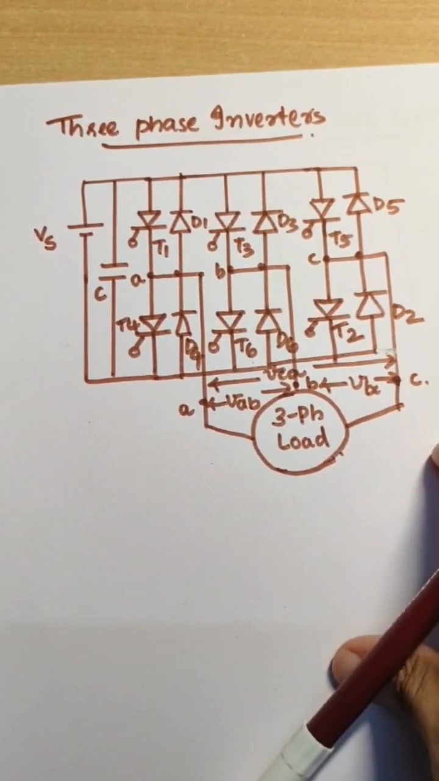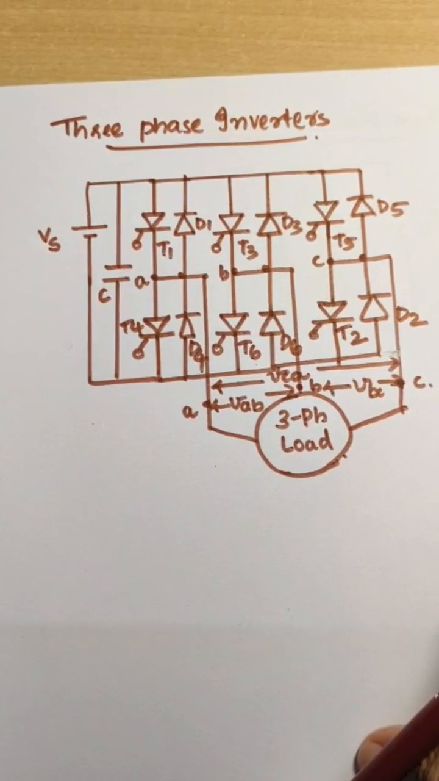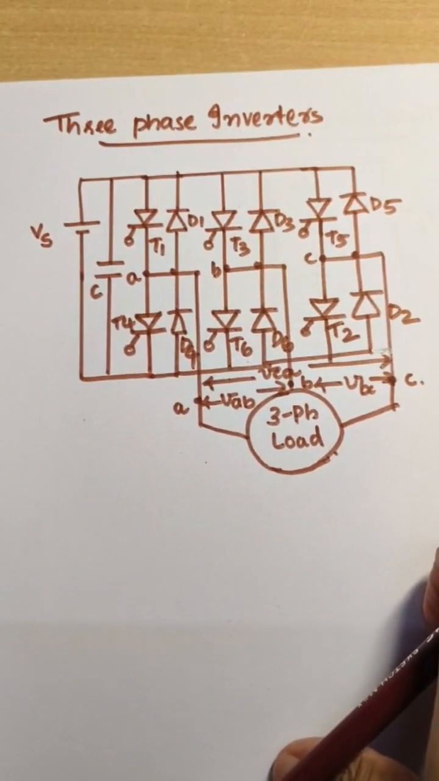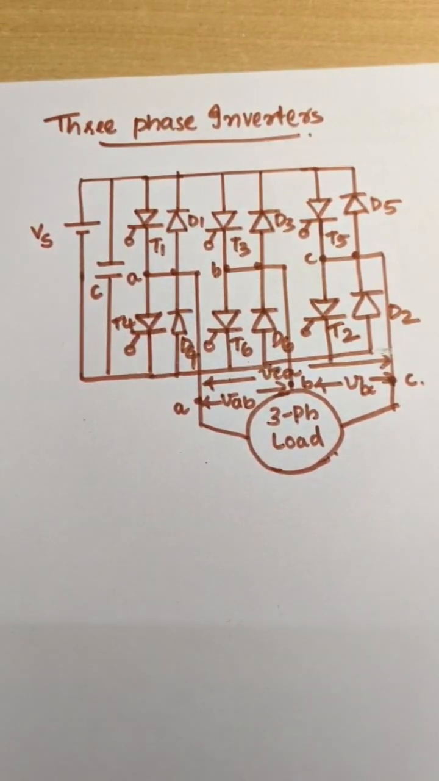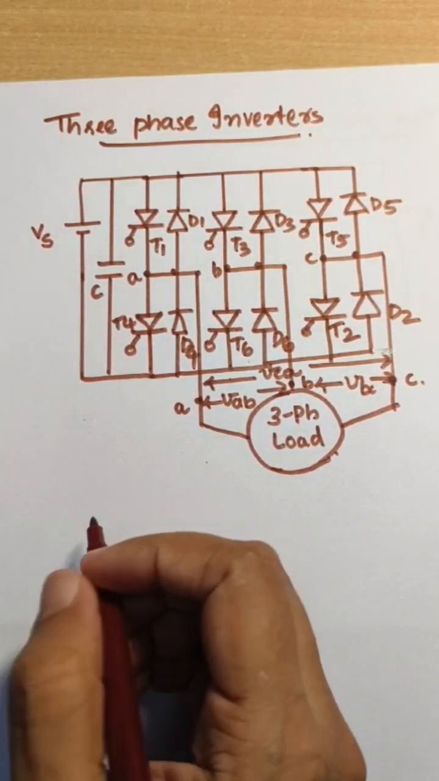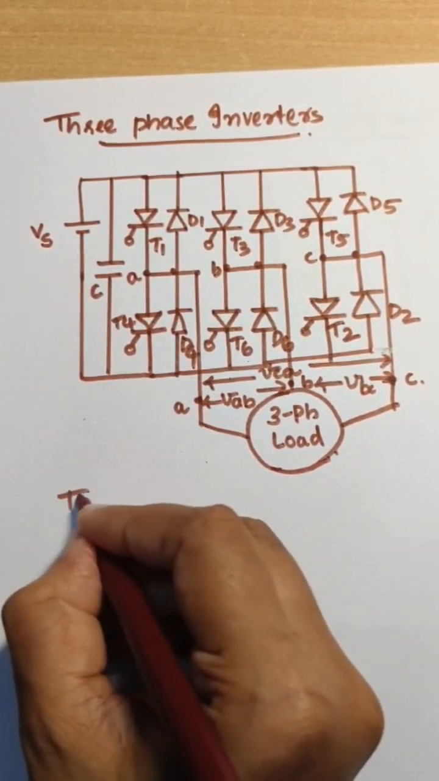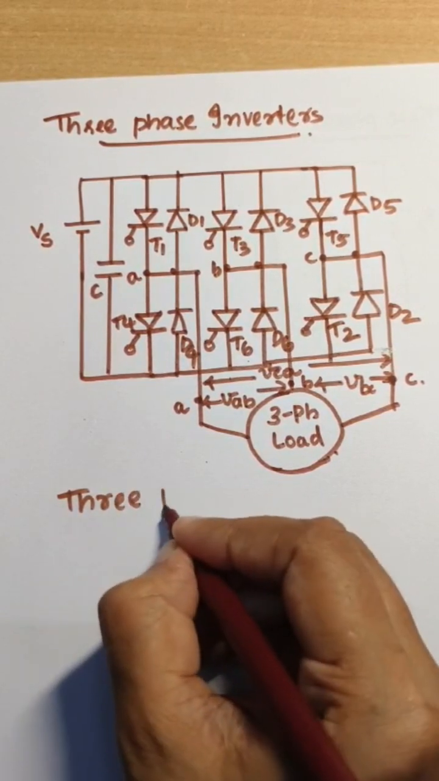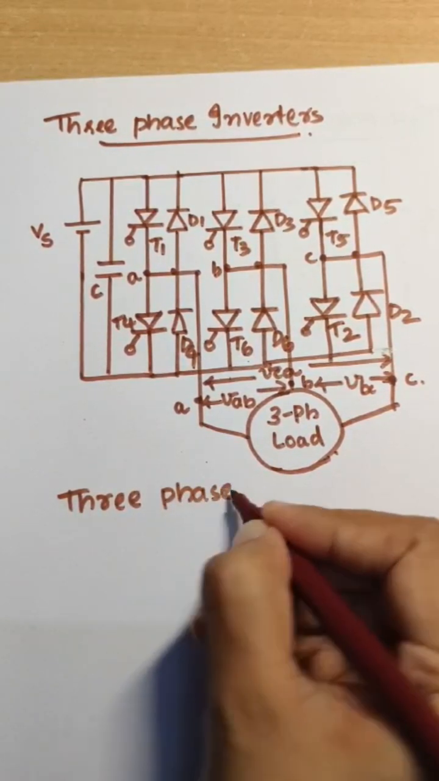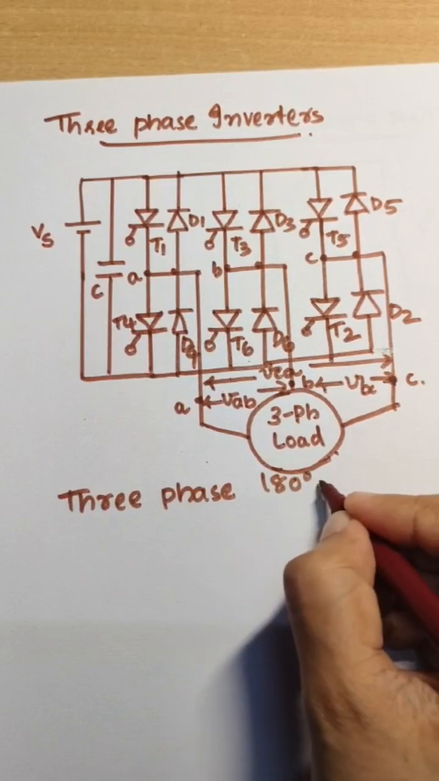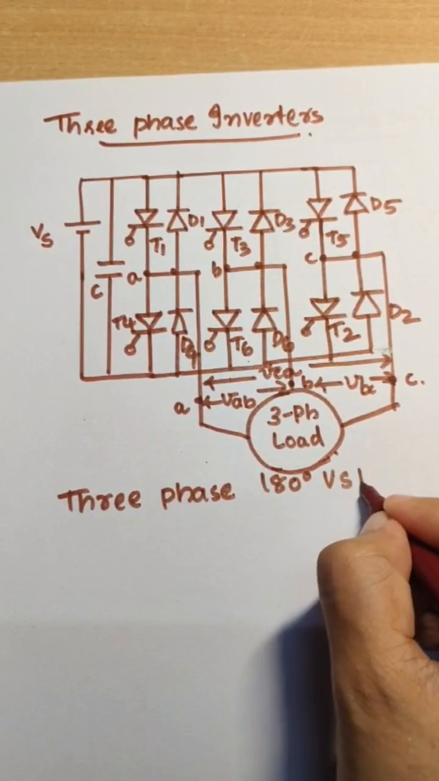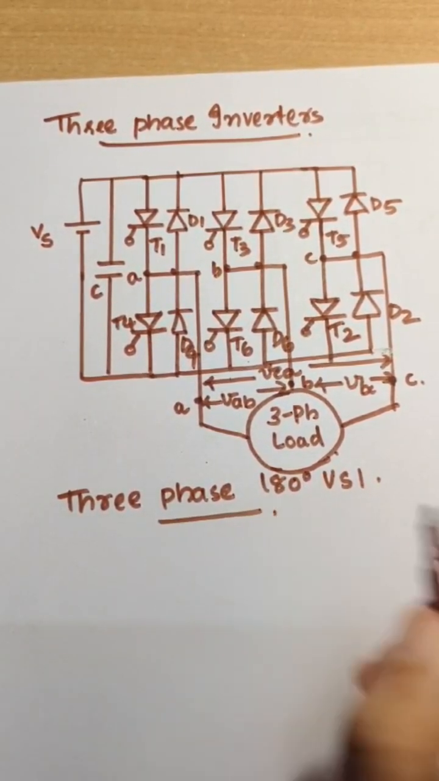There are two patterns of gate pulses for this three-phase inverter, that is 120 degree and 180 degree conduction mode of operation. Here we are discussing the 180 degree conduction mode of the inverter. So the three-phase 180 degree VSI is going to be discussed.